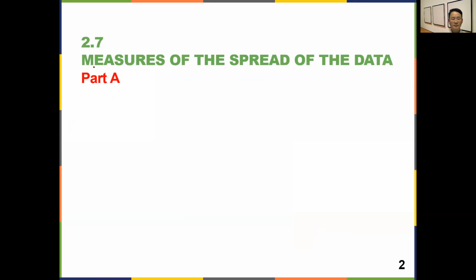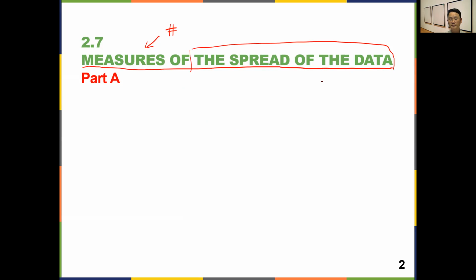So, as I said, the title of each chapter is very important. So let's talk about this title and let's see what they are trying to do in here. They try to measure something. So at the end, they want a number. They want to measure and come up with a number that describes what? It describes the spread of the data.